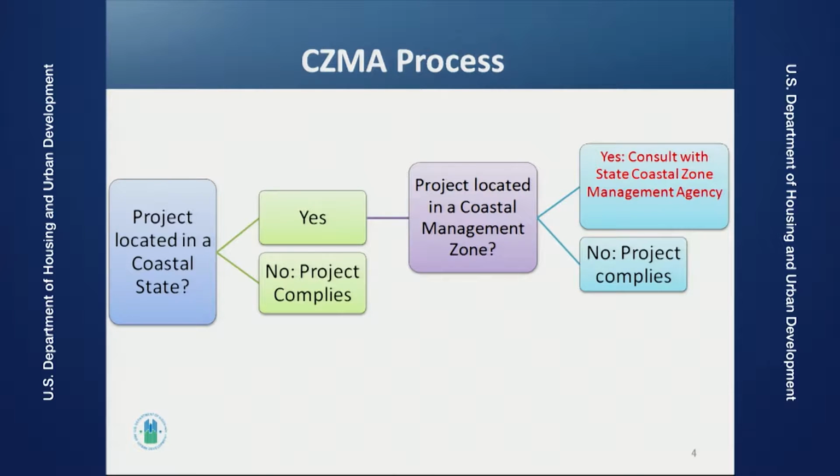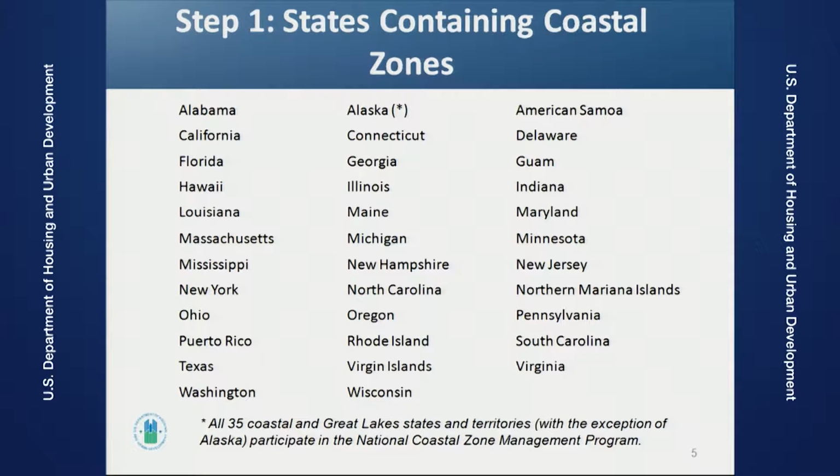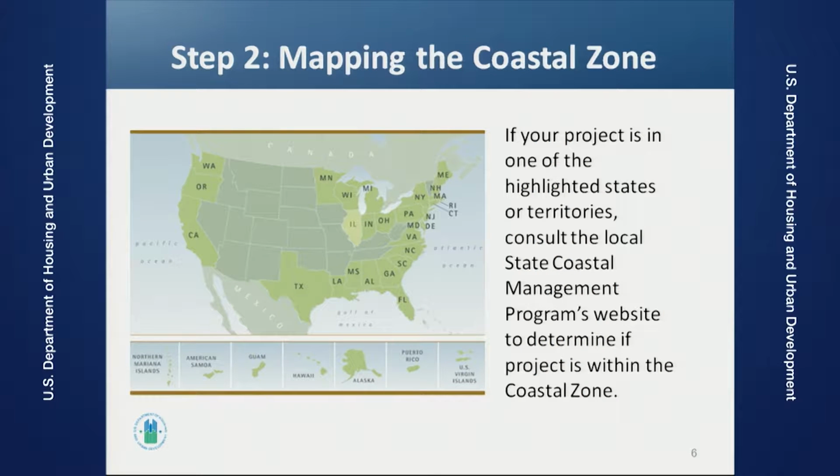This is the flow chart of what we just said, to help you see it in a different way. But really what you're looking for is whether or not your project is in a coastal zone. If it is, then it has to be consistent with the State Coastal Zone Management Agency's management plan. Here is the list of the states containing coastal zones. If your project is not in one of these, you are done. If it is, then you're going to move a little bit further to find out if you are in that state's coastal zone.